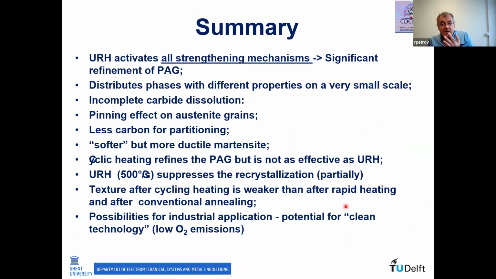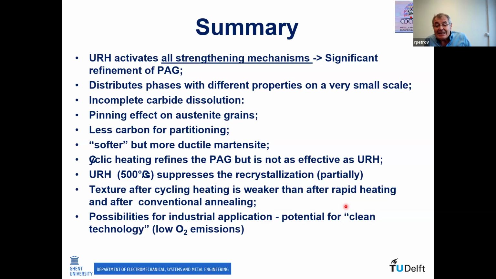Ultra-rapid heating activates all strengthening mechanisms, starting with significant refinement of prior austenite grains. It distributes phases with different properties on a very small scale. You have incomplete carbide dissolution, which gives, first, a pinning effect on austenite grains, and second, a difference in the chemical compositions. Then you have less carbon for partitioning, for example. You make a softer but more ductile martensite.